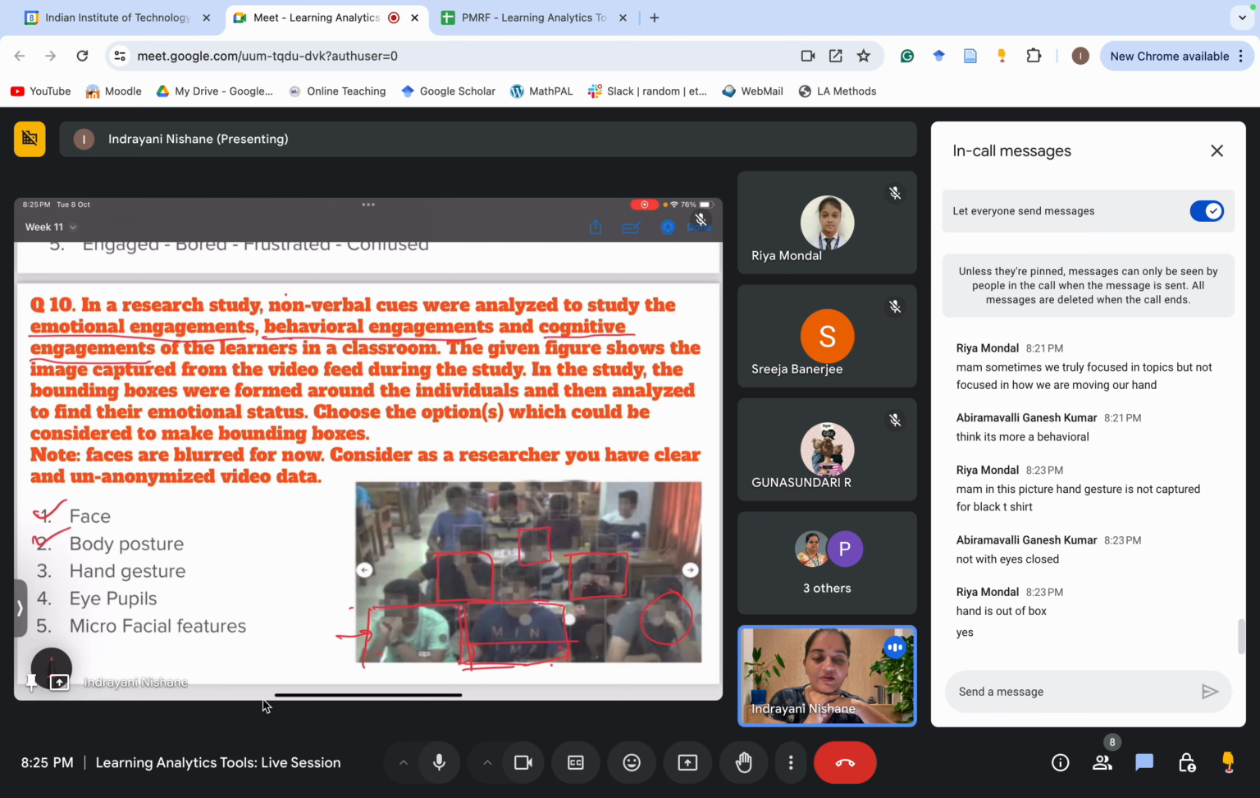Through my facial expressions I would be showing that okay, I am engaged. Or like this guy here, writing something while listening to the lecture. So that action, that activity, is a combination of body gesture and hand gesture, what action we are doing at that point. So face is also required, body posture is also required, and hand gesture is also required because it is there in the list.